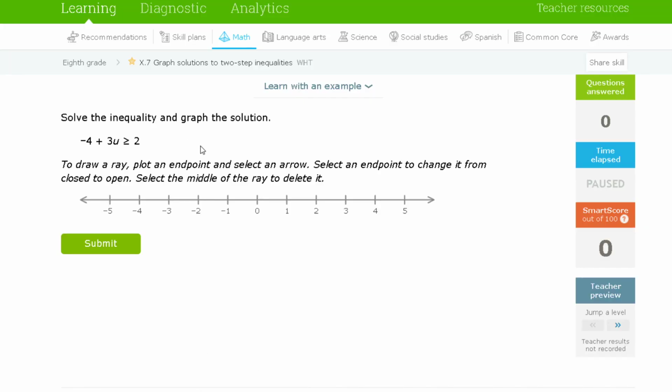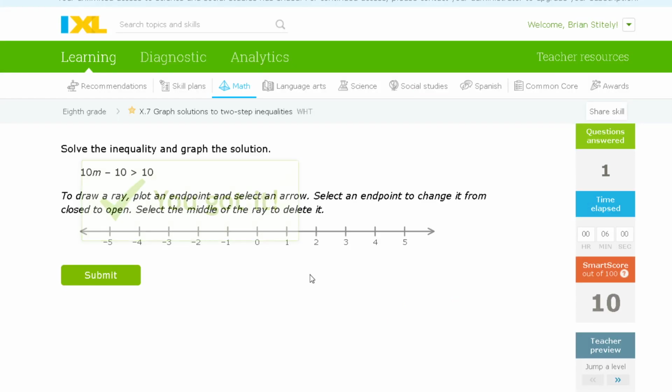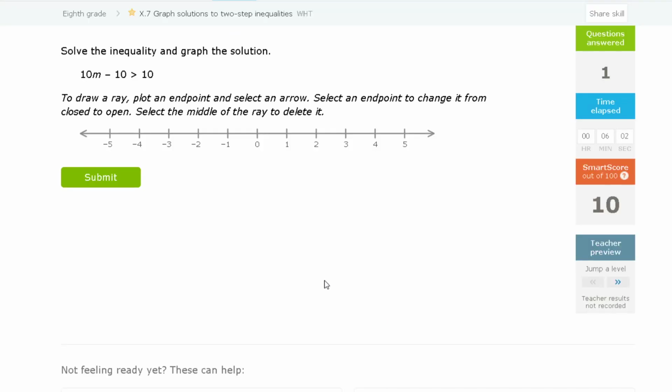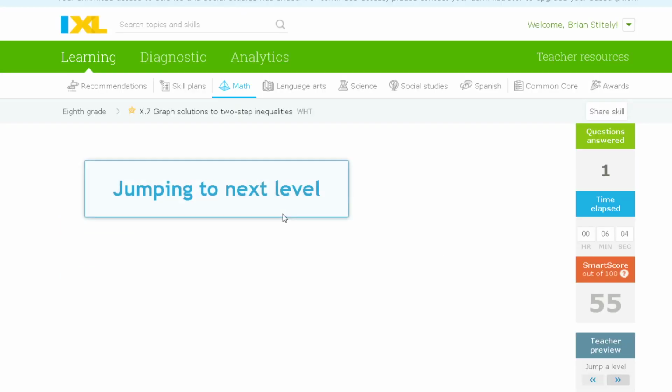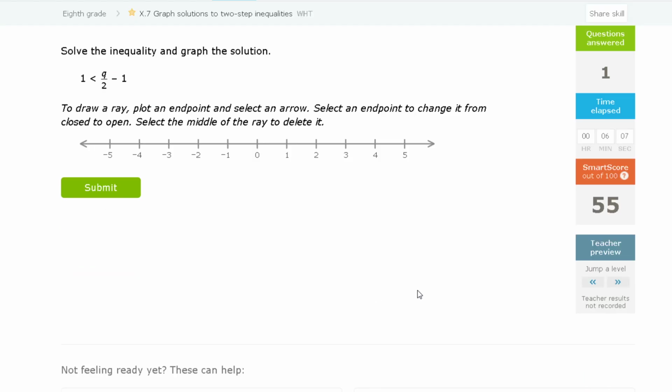So let's go ahead and plot this. Right, solid dot. Then we know it needs to go this direction. There we go. Alright, let's take a look. I'm going to skip this one. Let's do this.